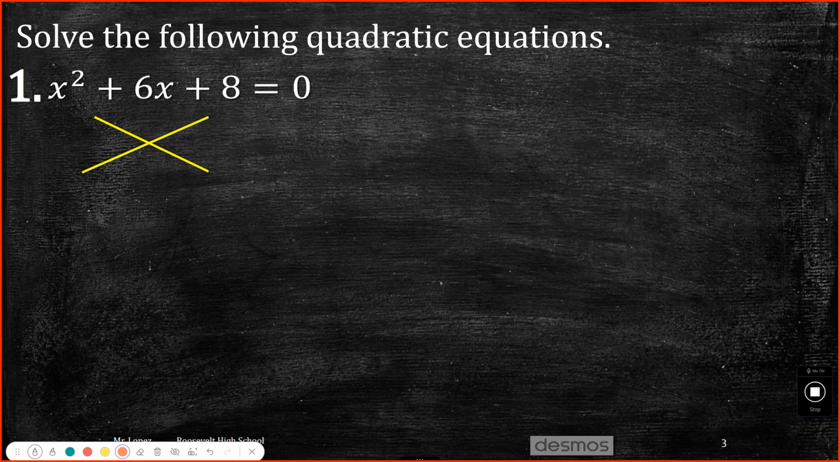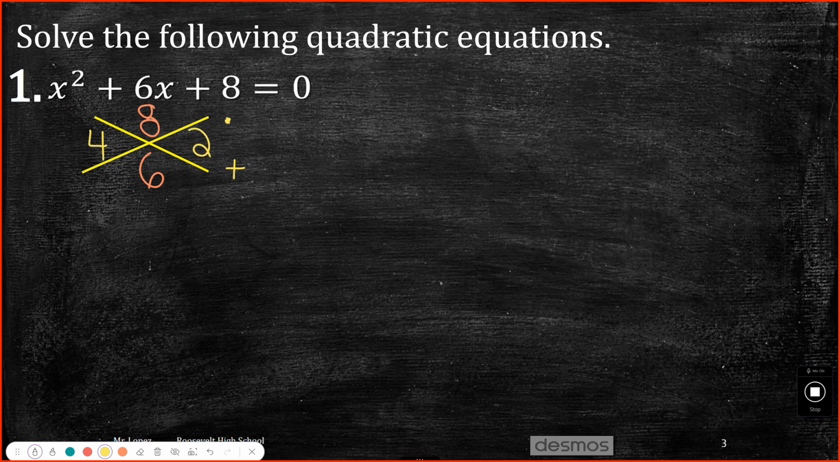Okay? So you guys remember doing this on Friday. How does it go? What goes at the bottom of the X? 6 goes at the bottom of the X. The middle number goes to the bottom. And what goes on top of the X? 8 goes on top of the X. So now we want two numbers that multiply to 8 and add up to 6. What are two numbers that multiply to 8 and add up to 6? 4 and 2. So we got 4 and 2.